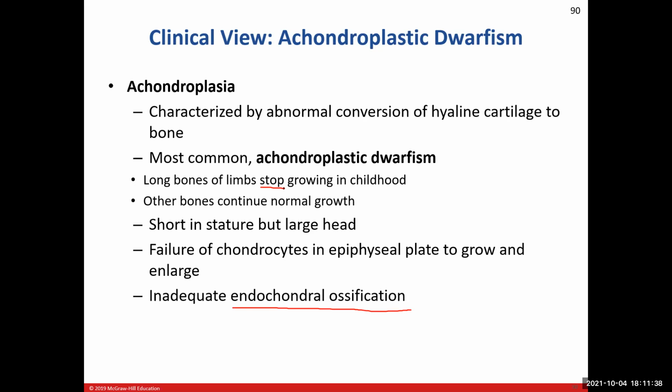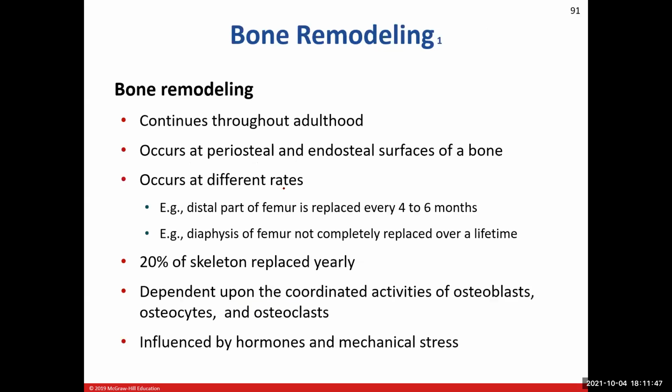They'll have long torsos, but their arms and legs will just happen to be shorter. And again, it's just a genetic characteristic in which we get issues in the growth plate. So I've talked about all these different types of processes that are going on in bones. Now I want to get into bone remodeling.